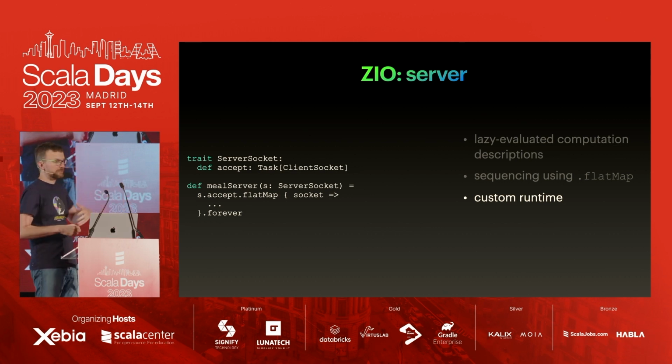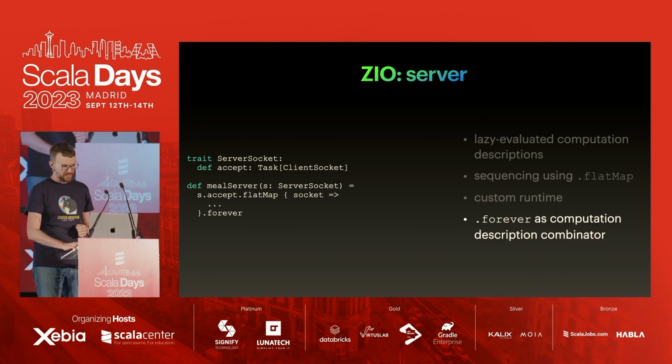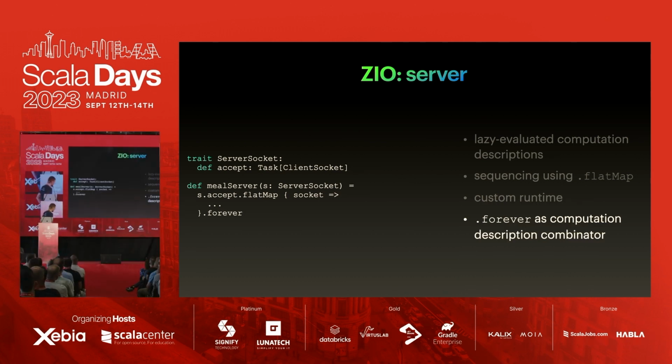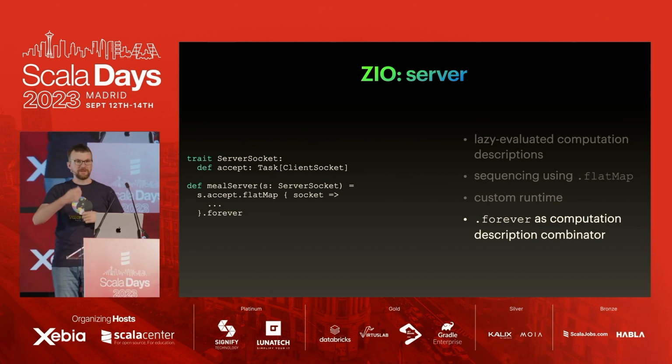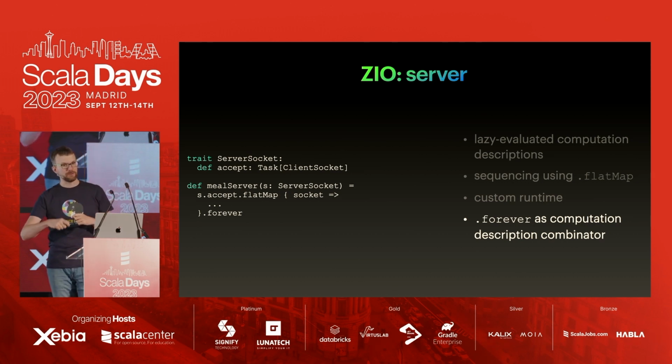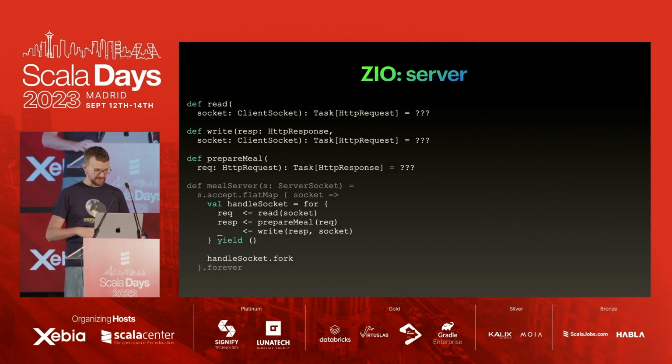So now we want to actually repeat this process, right? We want to accept one client request, then another one, then another one. So we've got this computation description over here, which describes how you can accept a client connection and handle it, which we will fill in later. But then you want to do it forever, in a looping way. So we can now modify the computation description that we have just created using the forever combinator. When you program in ZIO and with purely functional effects, you often have these combinators which allow you to modify your computation.